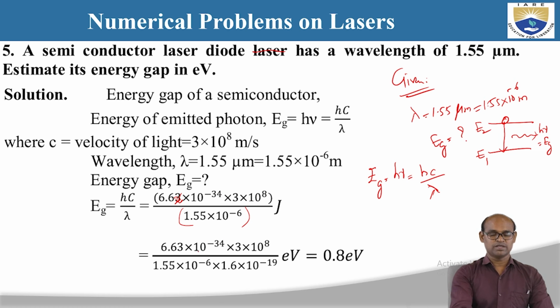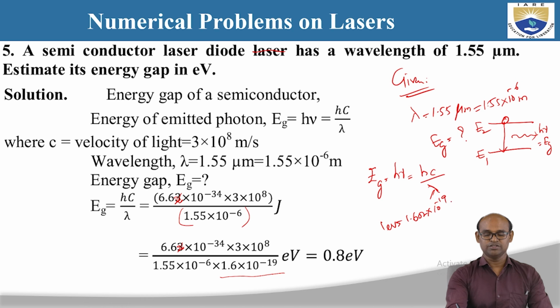So do the calculations. Finally you are going to get the energy gap in electron volts. First you get the result, then you divide this by 1.6 into 10 power minus 19, because we need to get the energy gap in terms of electron volts. 1 electron volt is 1.602 into 10 power minus 19 joules.